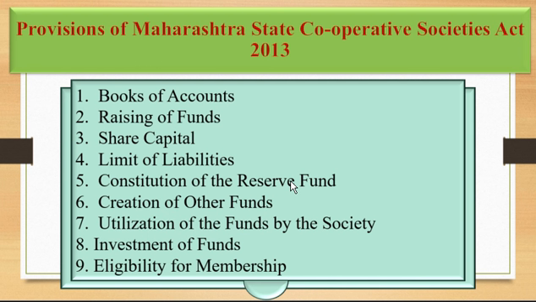Next is limit of liabilities. In that, deposits from members and loans may be received by the society for such period, at such rate of interest, up to such amount and on such terms and conditions as may be determined by the committee, provided that at no time the total amount of such liabilities shall exceed the limit prescribed under Rule 35 of the rules. Next is constitution of the reserve fund.